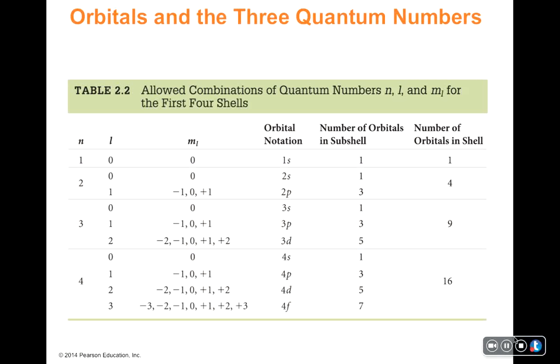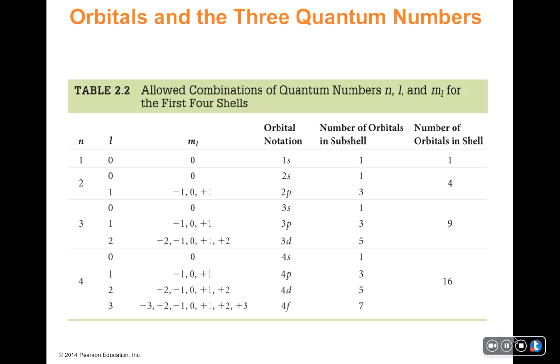So the n's tell you the energy level. That's the number in front. The L's tell you the type of orbital available. So 0 is S, 1 is P, 2 is D, 3 is F. So notice if you look at n equals 4, you have 4s, 4p, 4d, and 4f. And those correspond to the L numbers 0, 1, 2, and 3. So n and L tell you, again, the energy level and the type of orbital that you have.